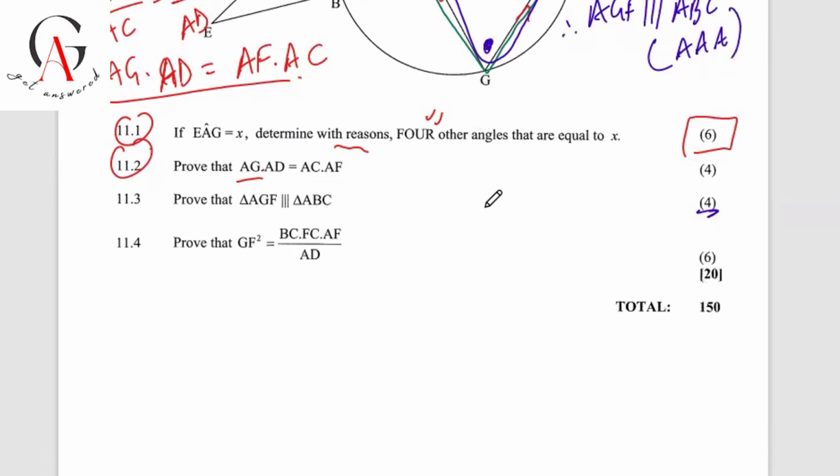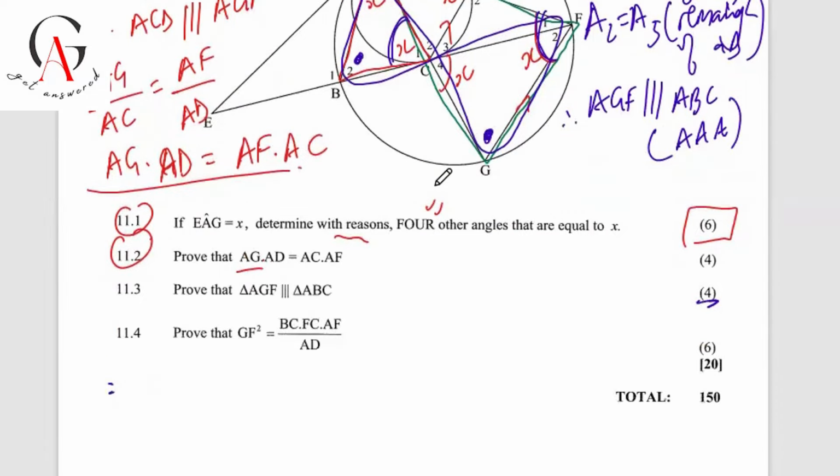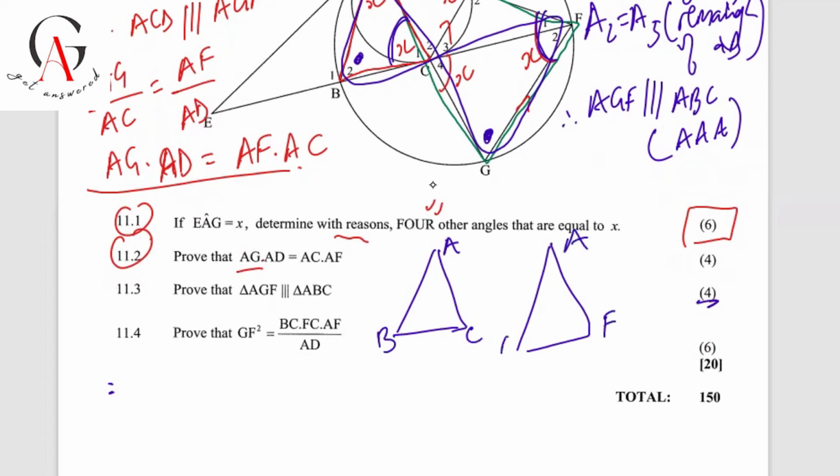Then lastly, 11.4, they want us to prove that GF squared is given as that. So my first approach is to compare the two triangles, okay? So what I'll do is just sketch the two triangles here. So I have A, this is B, this is C, this is A, this is F, this is G. That is X, that is the dotted line that I had. This is the A2 and A3.